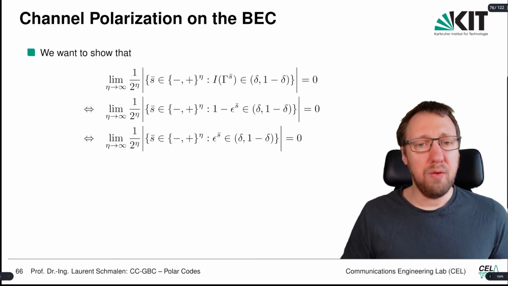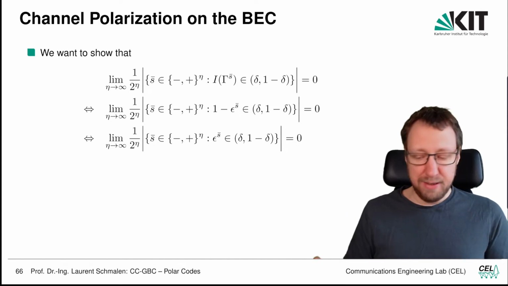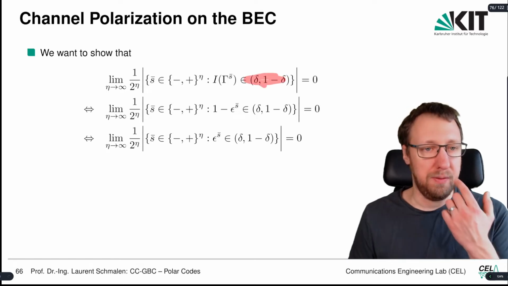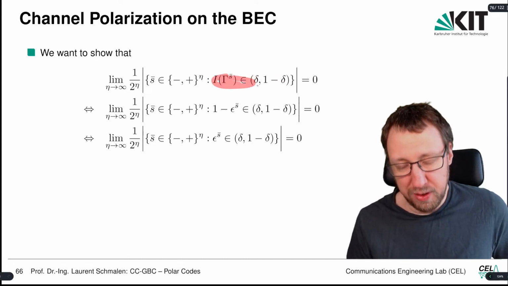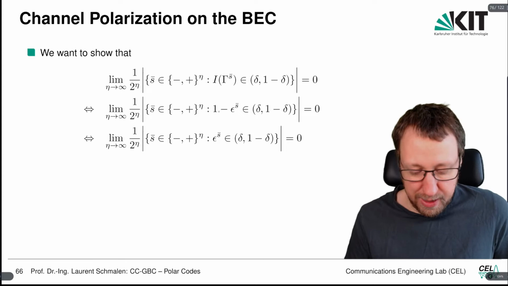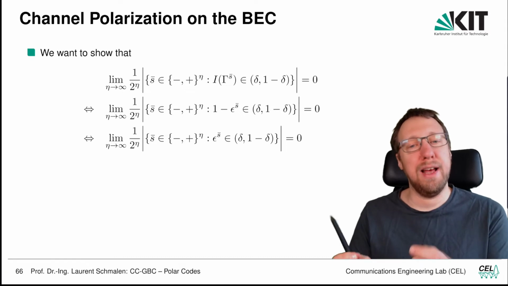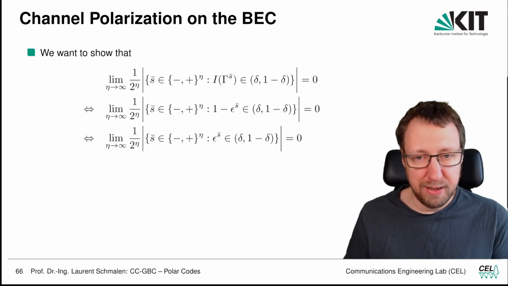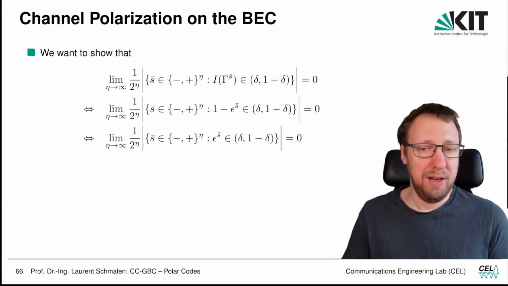Okay, so now we are looking at our problem. What we'd like to show first is that the fraction of channels that are intermediate goes to 0. So we'll show that the number of channels that have a mutual information between delta and 1 minus delta will go to 0. The mutual information is equal to 1 minus epsilon of S bar. So this is the epsilon of the new channel, where S bar is just a sequence of plus and minuses. And this is equivalent to saying that epsilon of S bar is between delta and 1 minus delta, because of the symmetry of the interval.